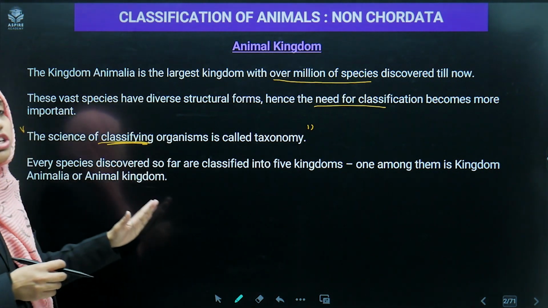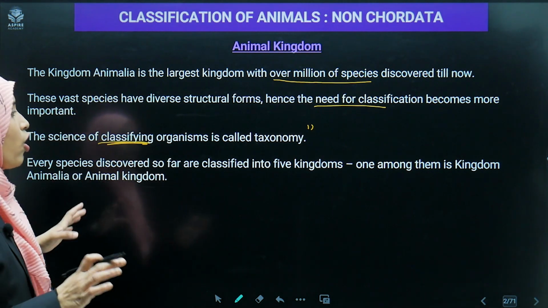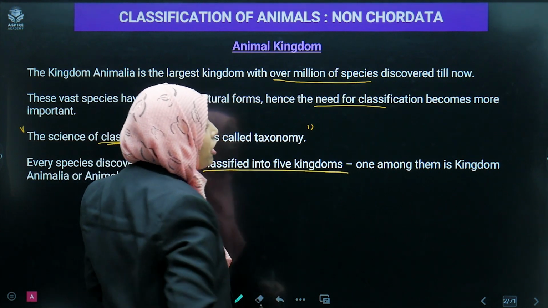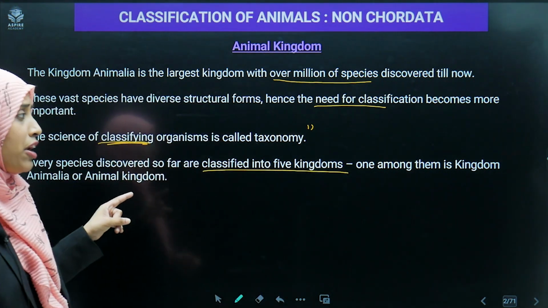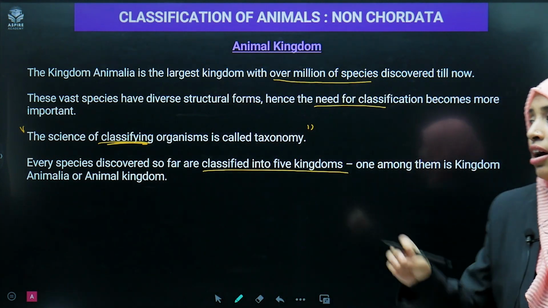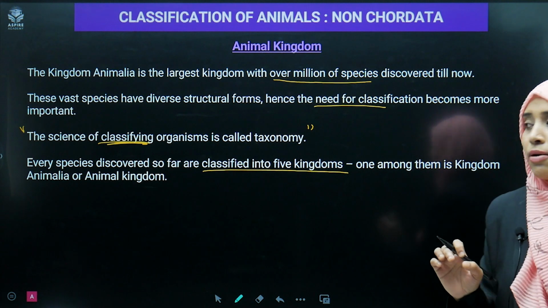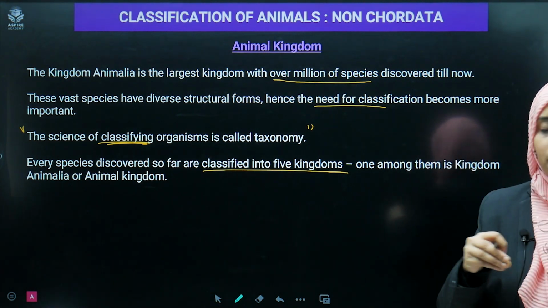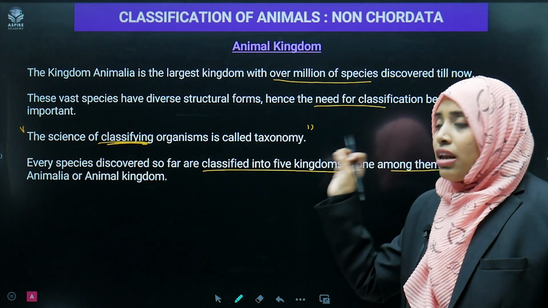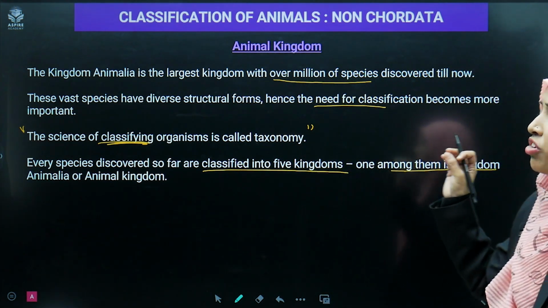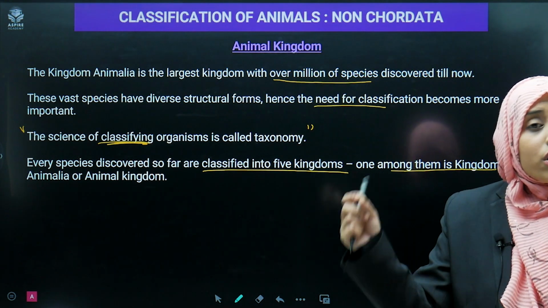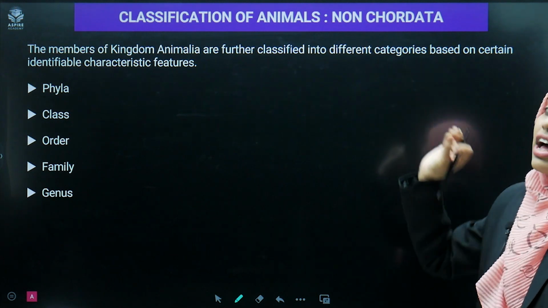Every species discovered so far has been classified into 5 kingdoms. Among that 5 kingdom that we have seen Monera, Protista, Fungi, Plantae, and the last one is the kingdom Animalia. So that is animal kingdom. Among them, the kingdom Animalia or animal kingdom is the last one, which includes all the organisms. We will see what are the organisms that are being covered in this animal kingdom.